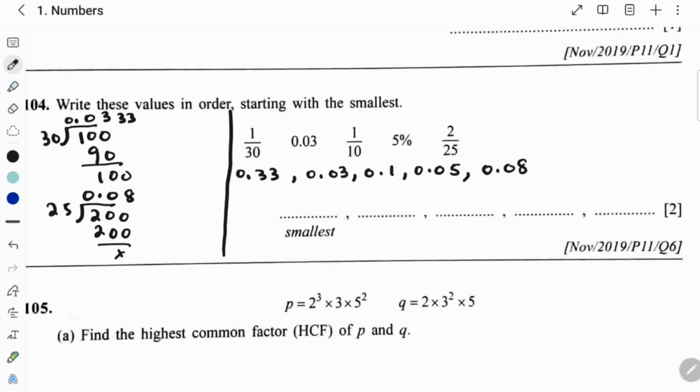Now we are comparing all of them. First of all, compare the 0.0 numbers: 0.03, 0.05, 0.08, and then compare the second digit: 3, 5, and 8. Now you have just two numbers remaining, 0.03 and 0.1. So obviously it is also 0.03.